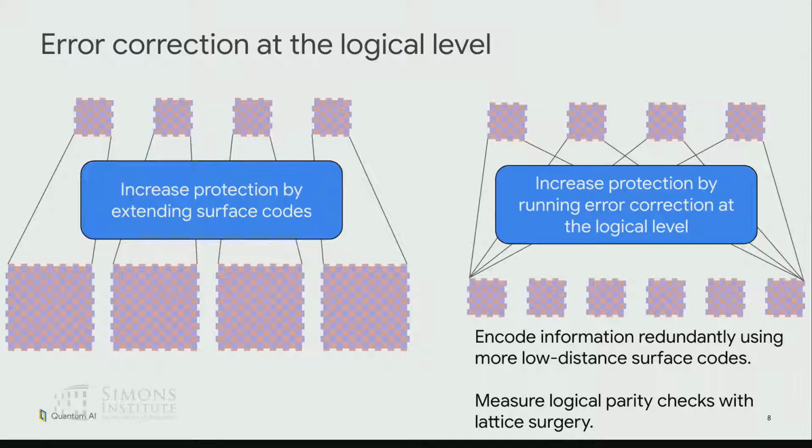And more specifically, what we're going to do is encode information redundantly using many low-distance surface codes instead of just making really big surface codes. And we're going to measure this non-local logical information by measuring these parity checks using lattice surgery, which you heard a little bit about in the last talk, but is an entirely local operation.